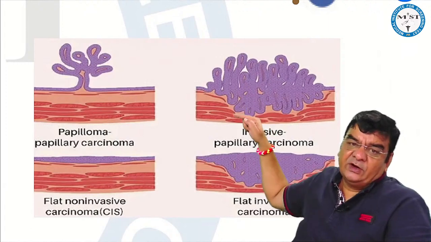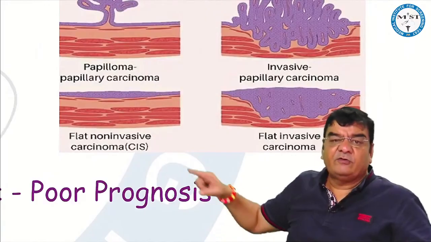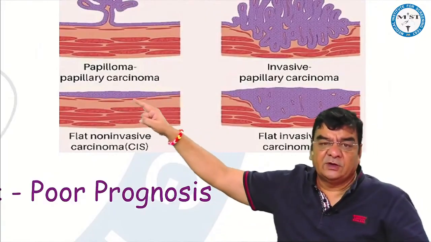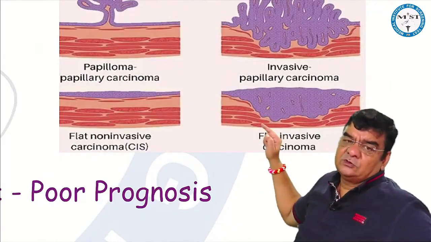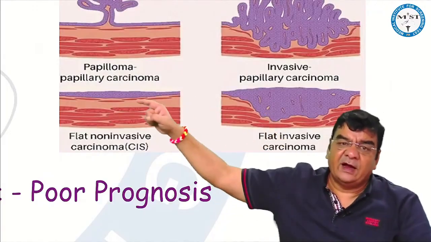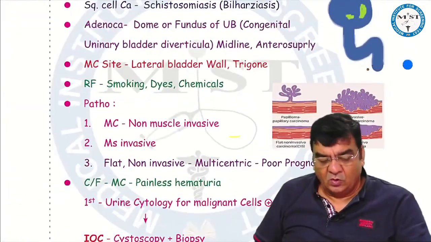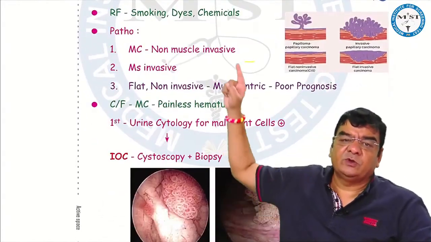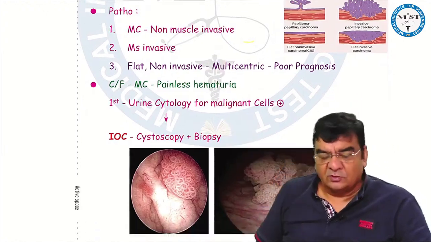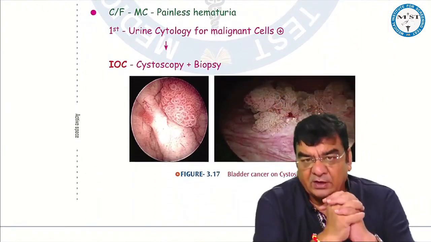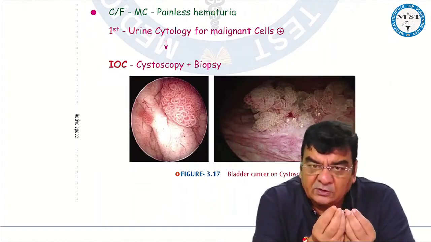But when they start invading into the muscle, that is a muscle invasive bladder cancer. Sometimes we can find flat cancers also, not papillomatous but flat. They also can be superficial, not going into the muscle, or they can also be muscle invasive. Now these flat cancers are generally multicentric, so they have a poor prognosis. Overall, most commonly we find superficial bladder cancers, that is non-muscle invasive bladder cancers. And most commonly bladder cancer presents with painless hematuria. Any patient coming with painless hematuria, an elderly person especially, we do a urine cytology for malignant cells first.